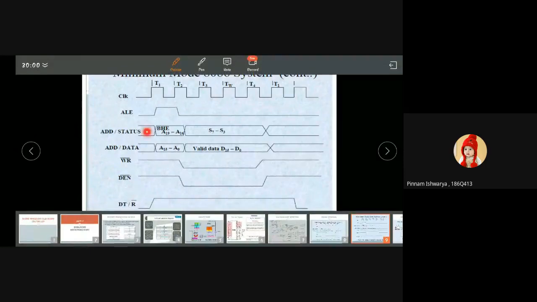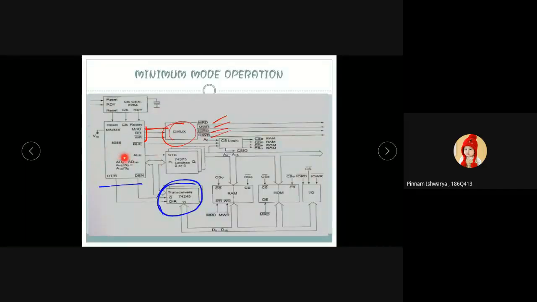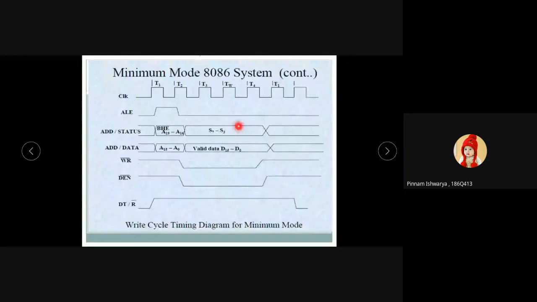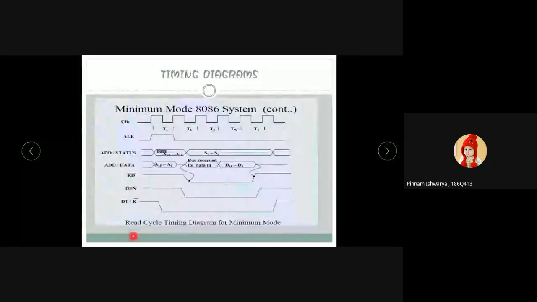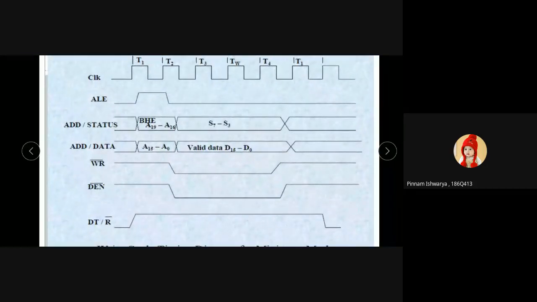So you cannot observe any changes over the address status lines, since you have ALE at the start of the operation. The address will be carried out first. So this is your write cycle and this is your read cycle. You cannot observe any difference over the address status lines. In both cases it is the same; the same operation is carried out here.